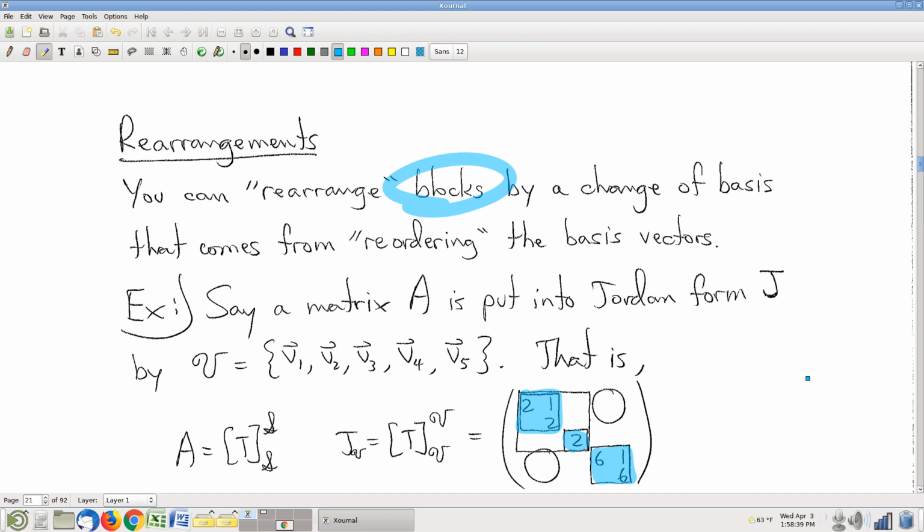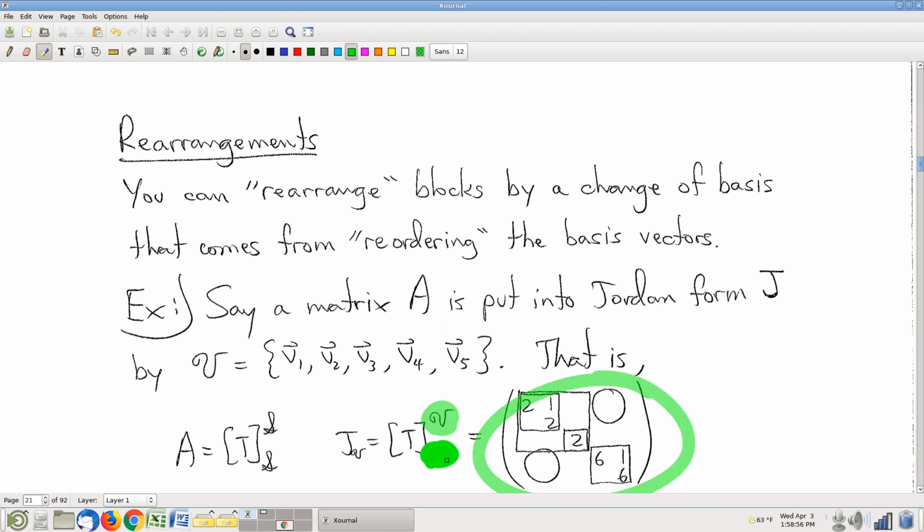So there's a nice realization to make, and that is that yes, you can rearrange blocks kind of however you want in a sense, just by reordering the basis vectors. So the basis, keep in mind if you're looking at a Jordan form, you're representing with respect to some basis.